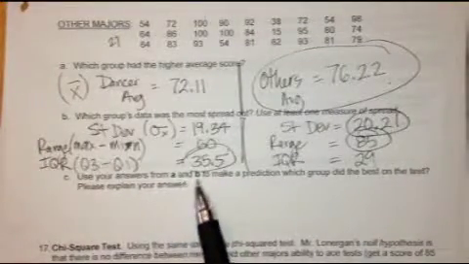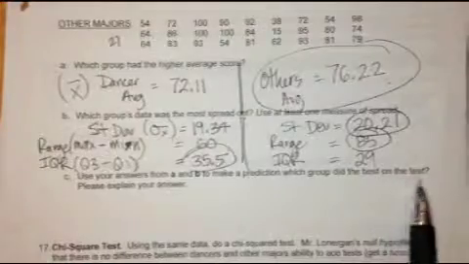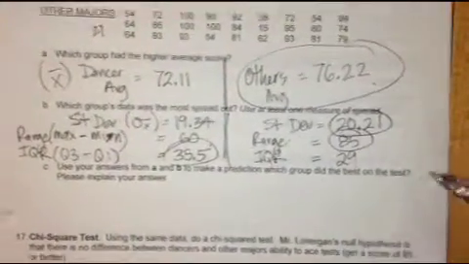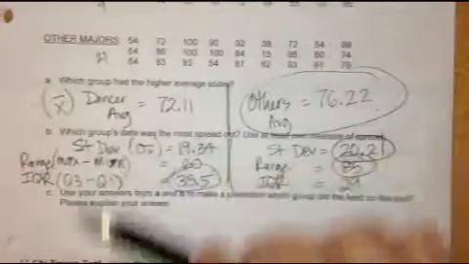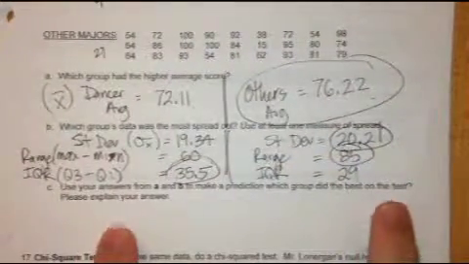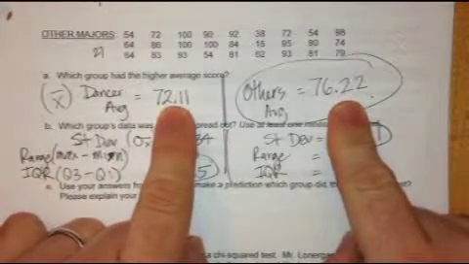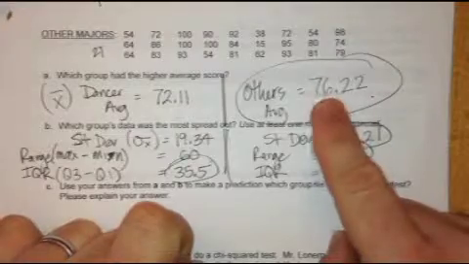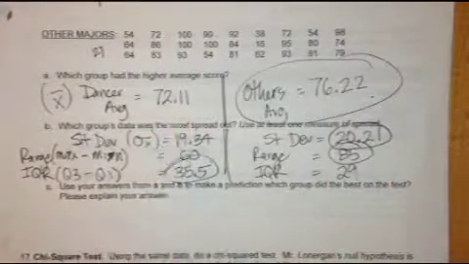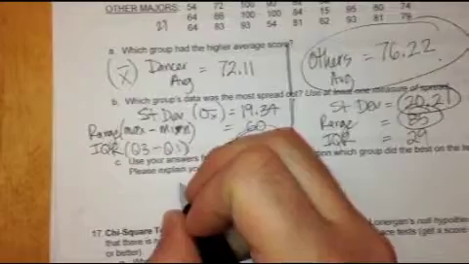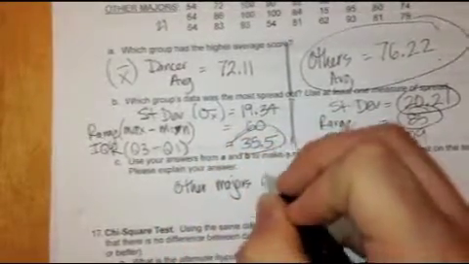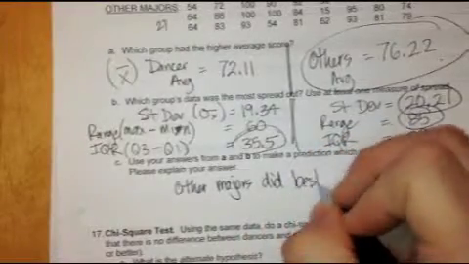Where it says part C, use your answers from A and B to make a prediction which group did the best on the test. Please explain your answer. I think if I look at the data, the place where I'm going to look to make a prediction is the averages. Average includes every data point, and I'm looking at the fact that the other average is 4 points higher than the dancer average. So my prediction would be other majors did best. Sorry, dancers.